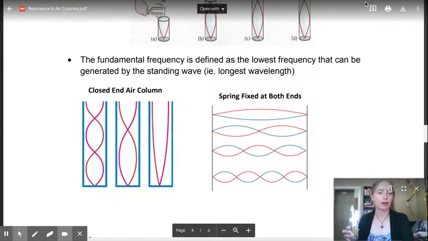I'm just going to quickly pause this, if I can actually get it to pause. Okay, now I can get it to pause. All right, I'll be back.